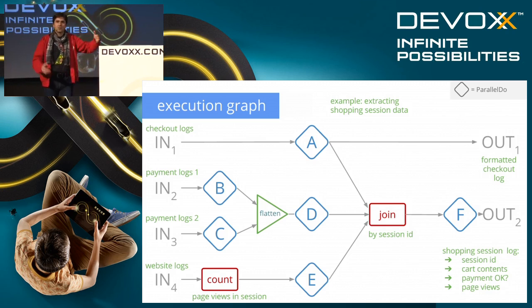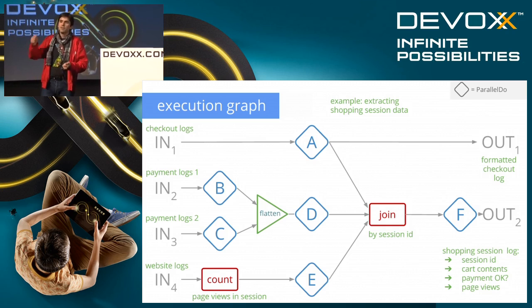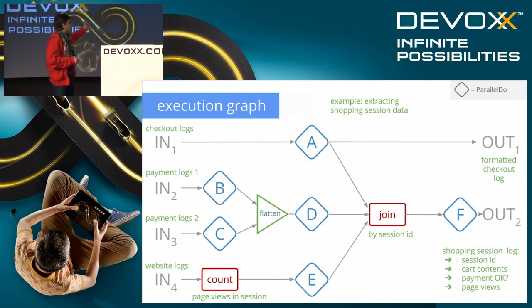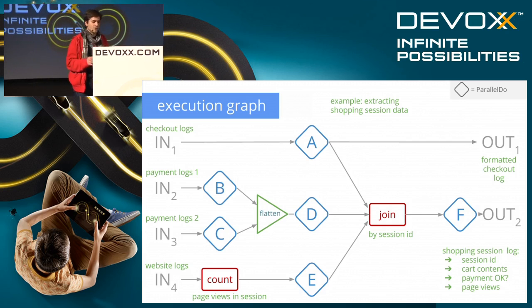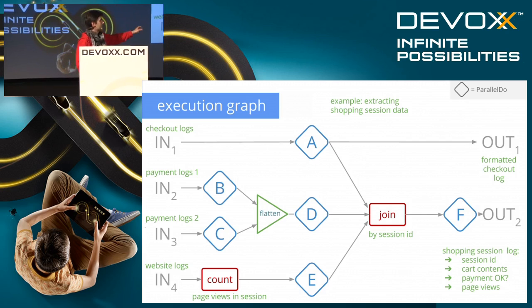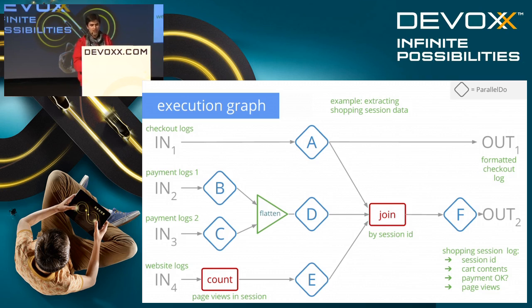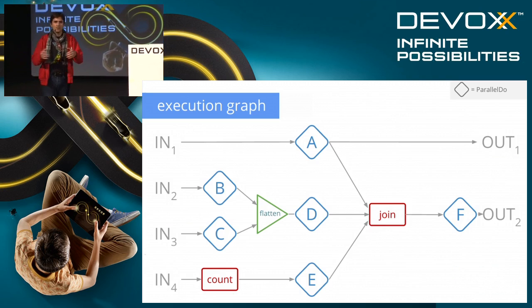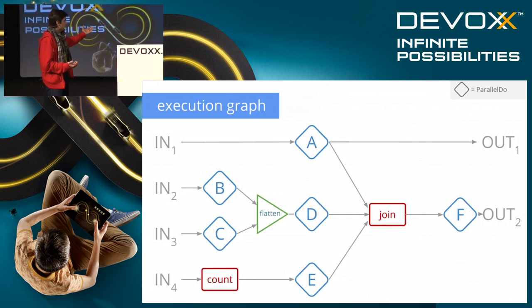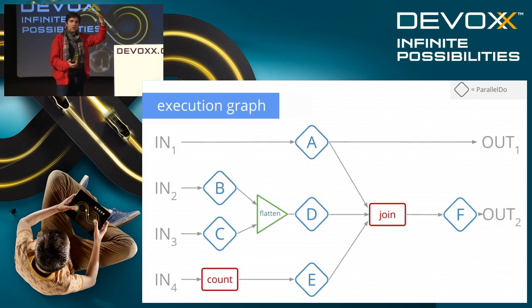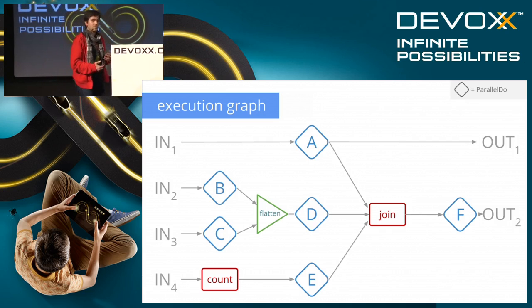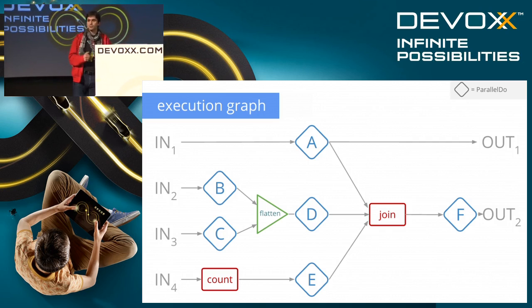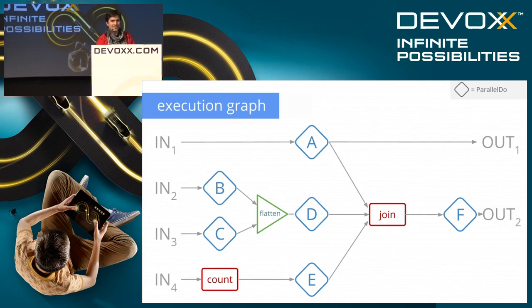And finally, the guy wants to know how many page views in one session, so I'm also inputting my normal website logs and counting the pages related to one session ID. I do a join on the session ID and a final formatting operation F, and that's my output. So forget about what this actually does. I just wanted to tell you that this is a real-world example, and the code I have written using the Flume Java primitives generates this execution graph. Now, what can I do with this graph?